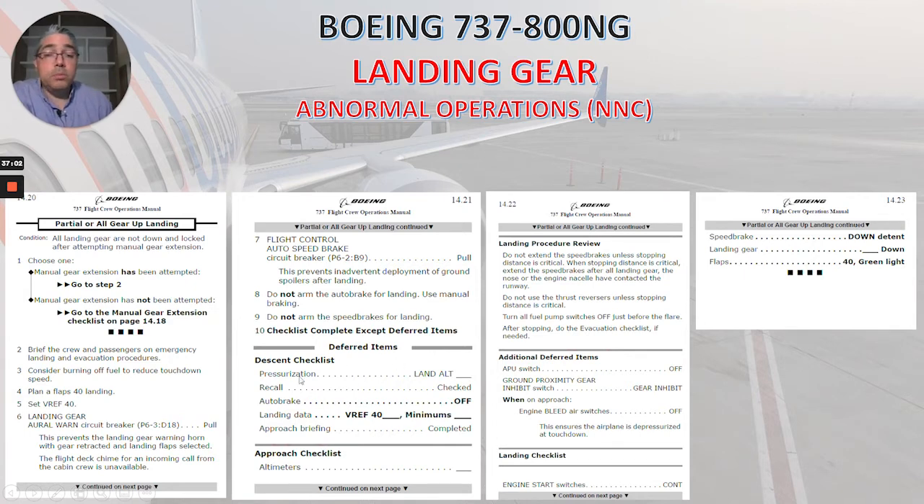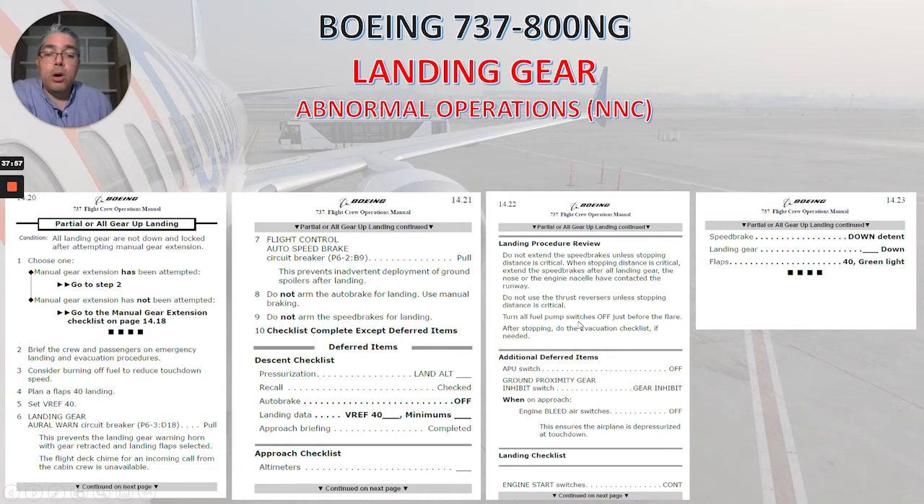Deferred items will complete the descent checklist. Remember, it will be VREF 40. Approach checklist, landing procedure review. Do not extend the speed brakes unless stopping distance is critical. When stopping distance is critical, extend the speed brakes after all landing gear, the nose or the engine nacelle have contacted the runway. Do not use the thrust reversers unless stopping distance is critical.